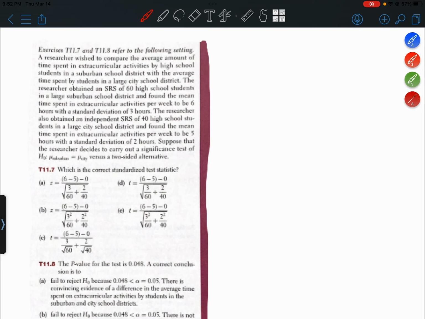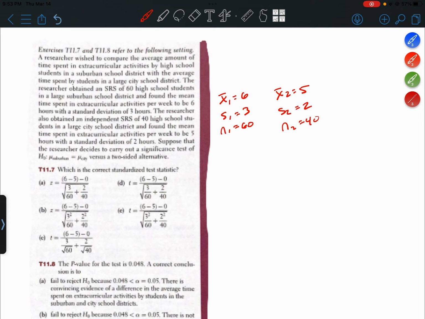Okay, so let's jot some things down. So x bar 1 is 6, S1 equals 3, sample size is 60. All right, the researcher also obtained an independent SRS of 40 high school students in a large city school district and found the mean time spent in extracurricular activities per week to be 5 hours with a standard deviation of 2 hours. So x bar 2 is 5, S2 is 2 hours, sample size is 40.